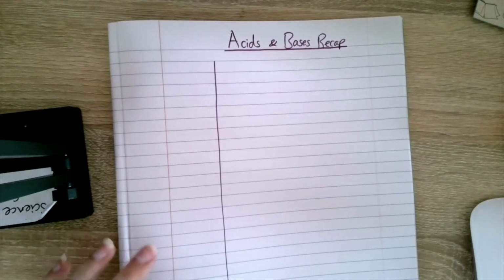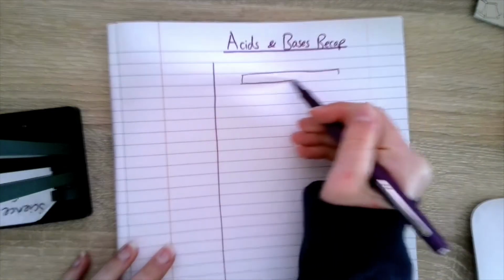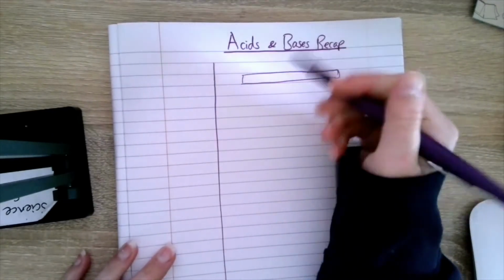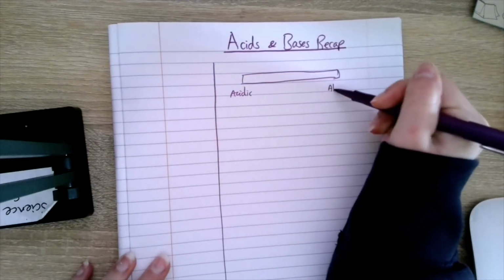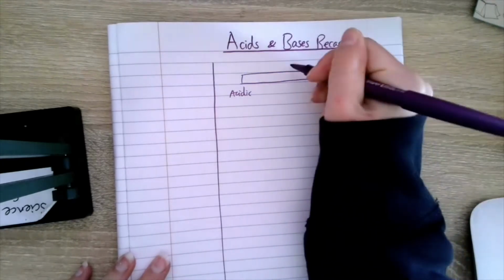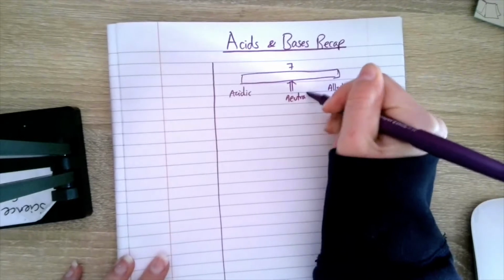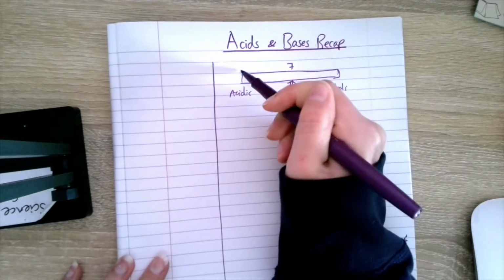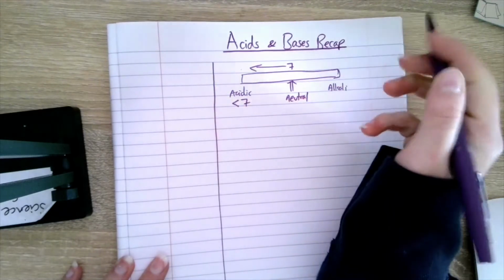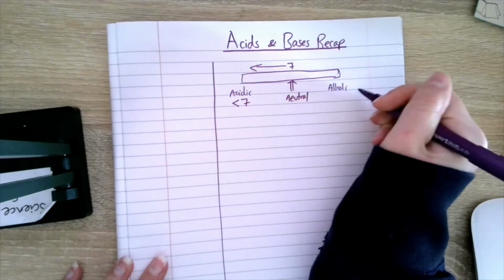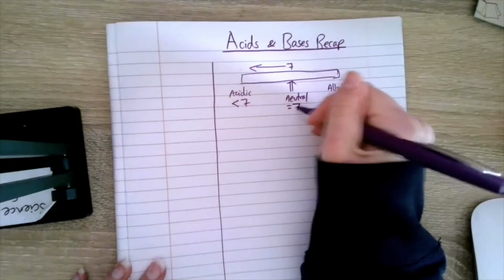Okay, so to start this off, we're going to look at our pH scale, which is the measure of how acidic or alkali a substance is. And in the middle we have neutral. So if we are less than 7, then we are acidic, whereas if we are greater than 7, then we are alkali, and neutral we are equal to 7.